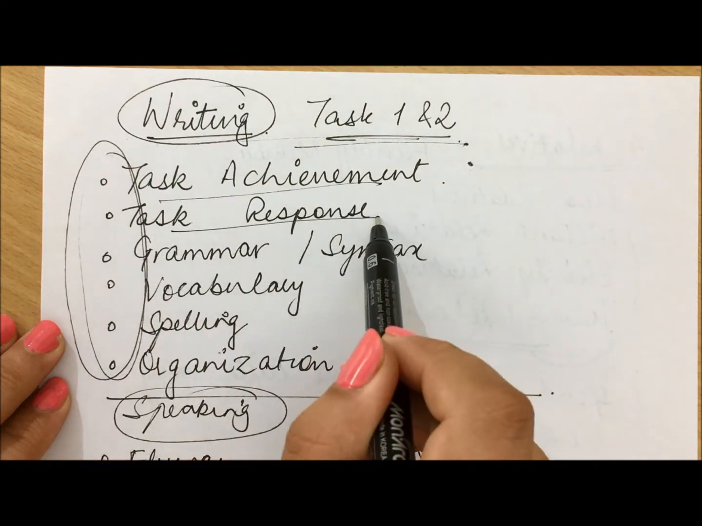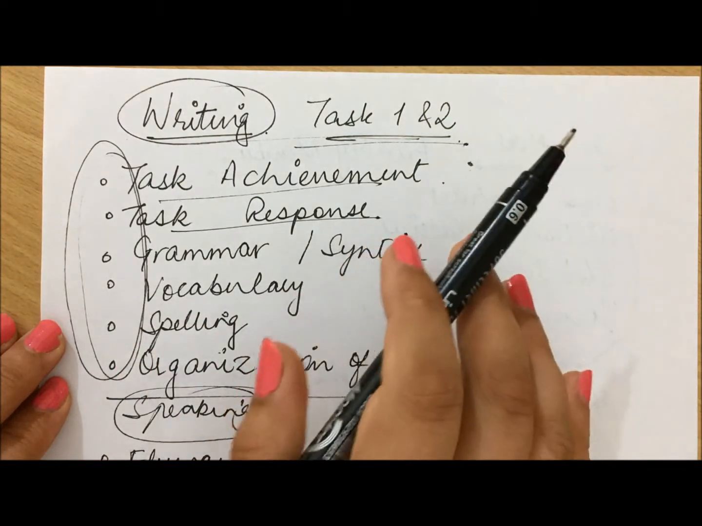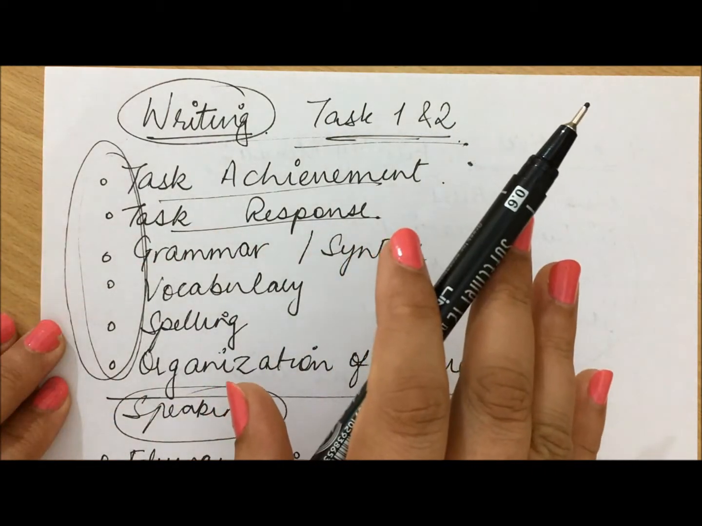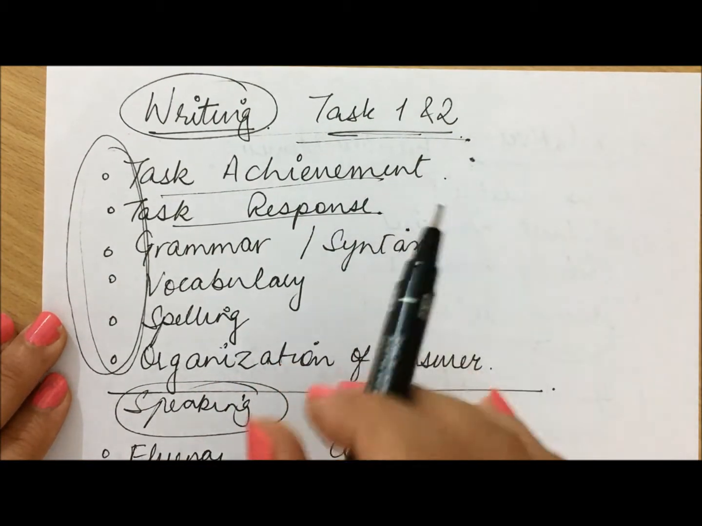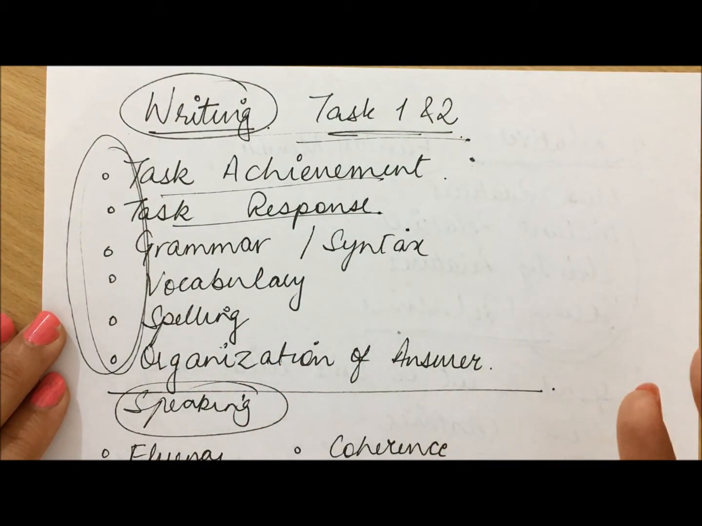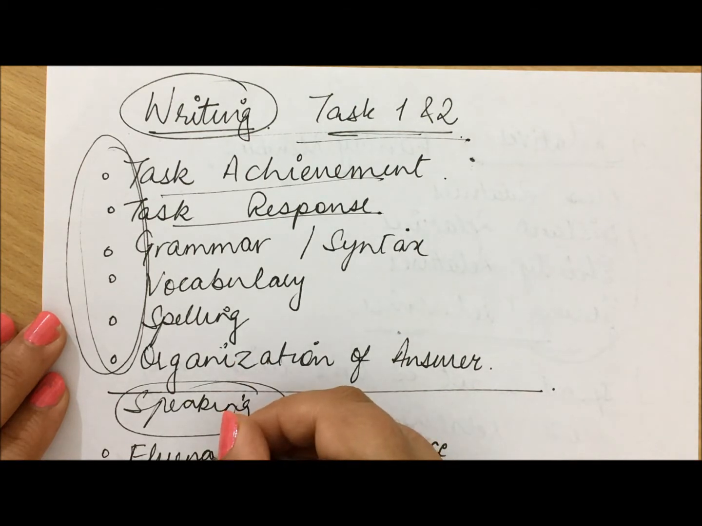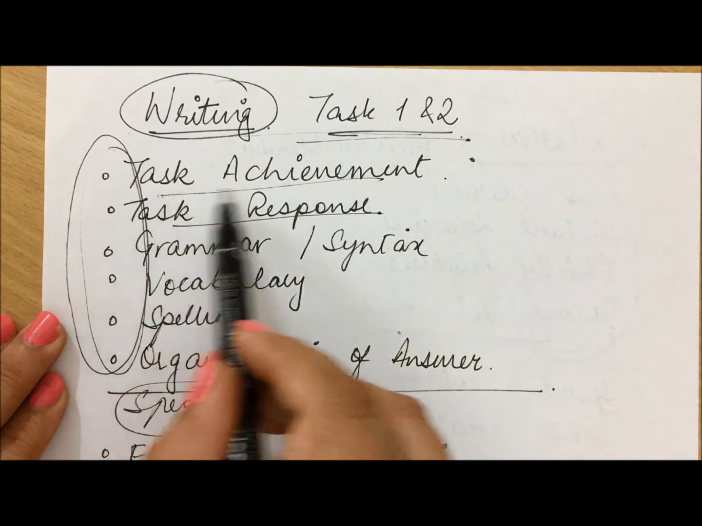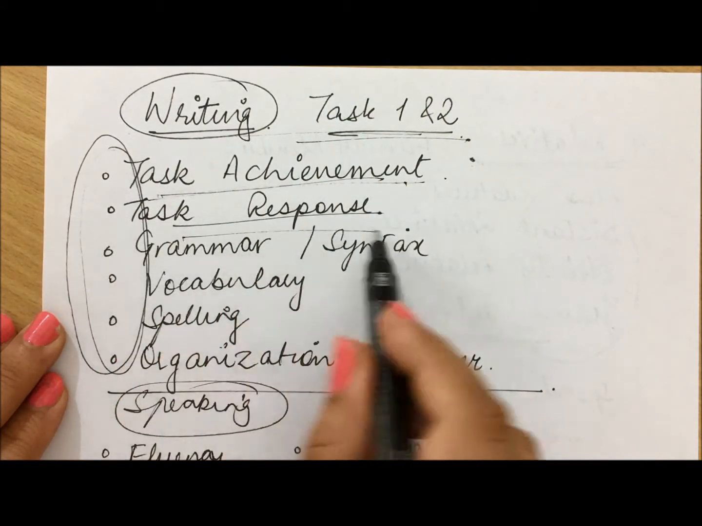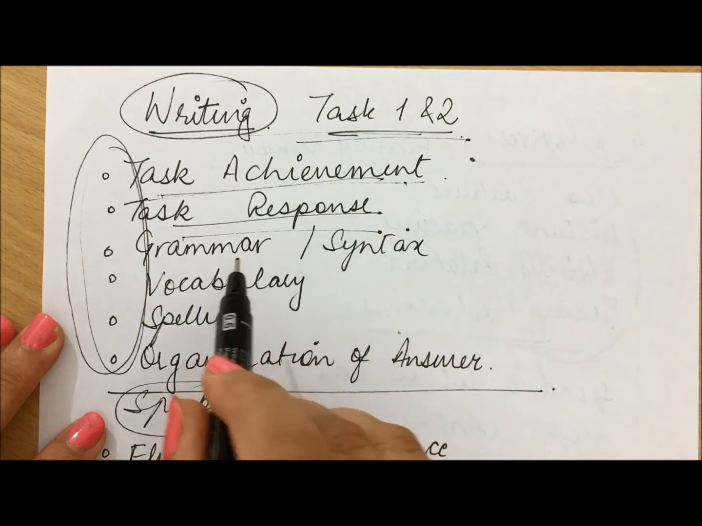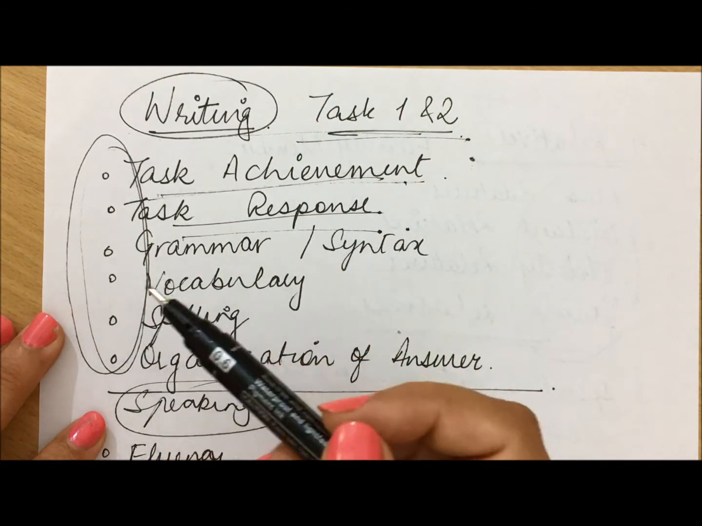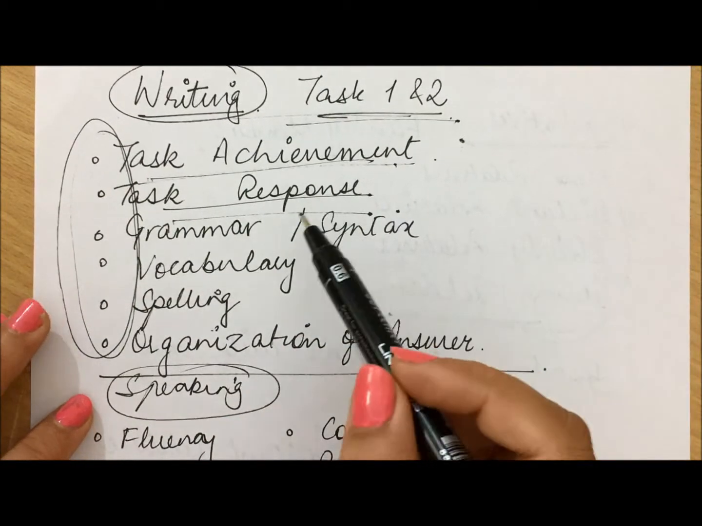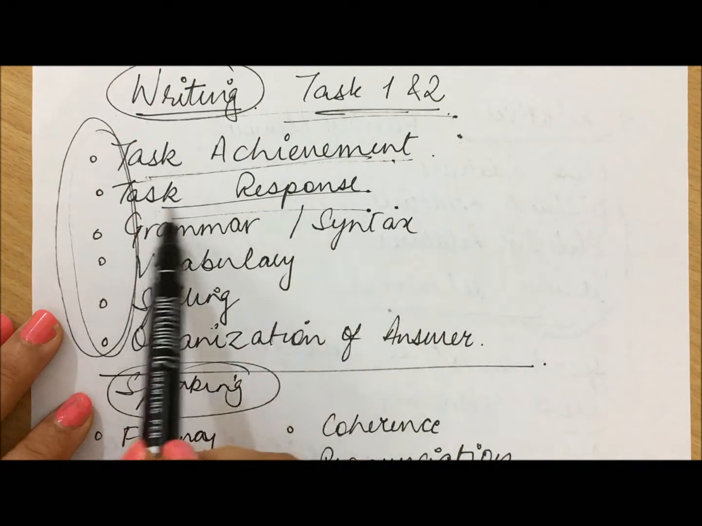Task achievement, task response means that you have given the correct answer and you have completely looked at the question, and whatever questions were asked, like in the question for an essay, there can be 2 or 3 smaller questions within the question. So if you have addressed all of them, then that is called your task achievement. Okay. So don't give vague answers, and in case you have misunderstood the question, then that will cut your marks. So you have to fulfill these 2.